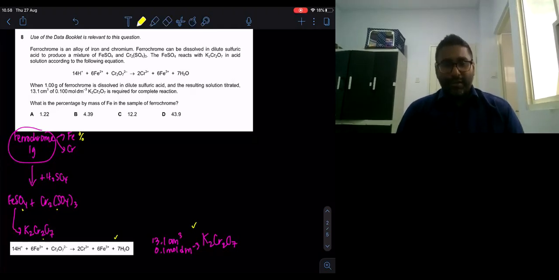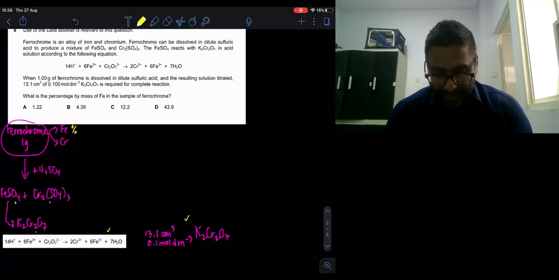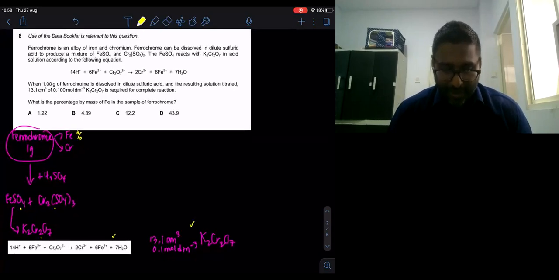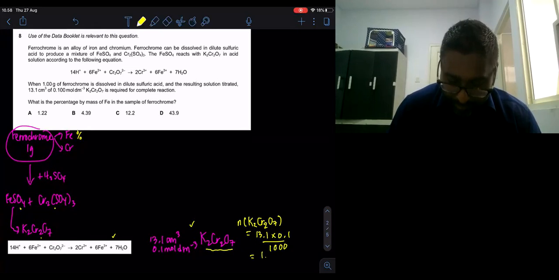So in order to do this, we need to work backwards. First of all, we have to find out the number of moles of K2Cr2O7. Let's do that. The number of moles of K2Cr2O7 is going to be 13.1 times 0.1 divided by 1000, so 1.31 times 10 negative 3 moles.